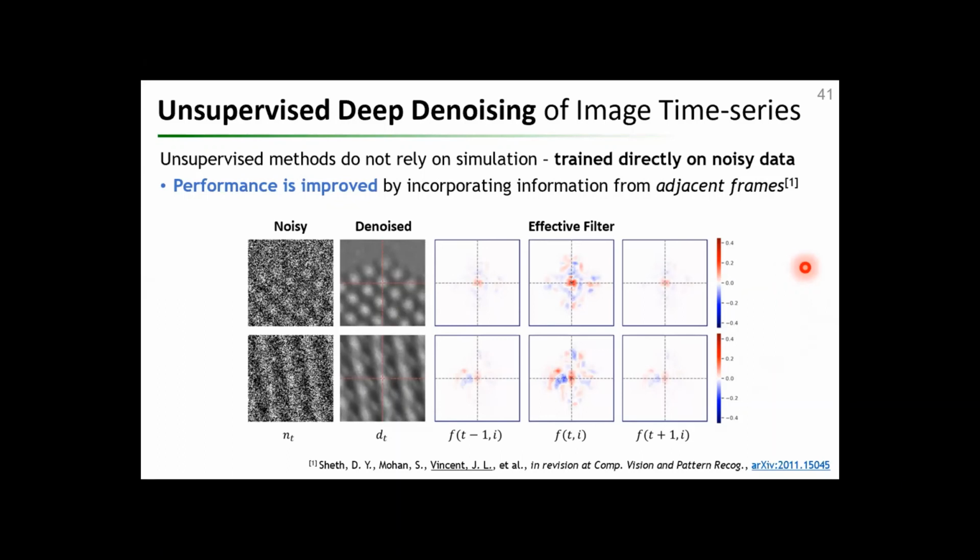There are some different approaches that we've been developing based on unsupervised methods. So this is not using simulations, it's just training on the data itself. And that's led to this paper that's being revised right now. Another innovative aspect of this is that we're not denoising on a frame-by-frame basis, but we're looking at frames in the movie and using information from adjacent frames to improve the performance.